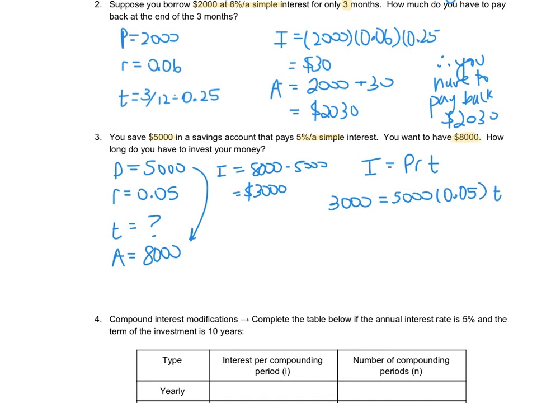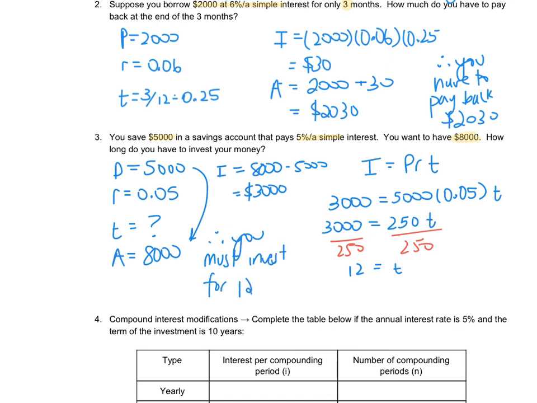So now we can clean up that right side and do the multiplication, which we get 250 times T. And it's just a nice little linear equation. So divide both sides by 250 and you get 12 for T. So therefore, you must invest for 12 years. And for all three of these examples, I knew I had to use these little formulas because it had the words simple interest in it.